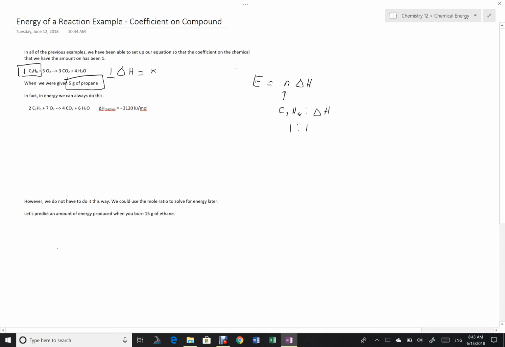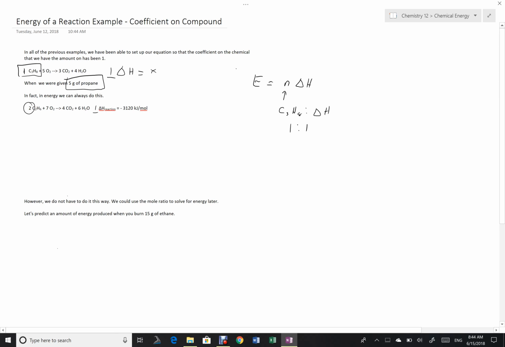However, some chemical reactions can't be balanced properly. They can't be balanced without using fractions and have a 1 coefficient on any of the things. Let's take the combustion of ethane, for example. 2C2H6 plus 7O2 goes to 4CO2 plus 6H2O. That can't be balanced without putting a 2 on the C2H6. So we don't have, in this case, a 1-to-1 ratio with the delta H.